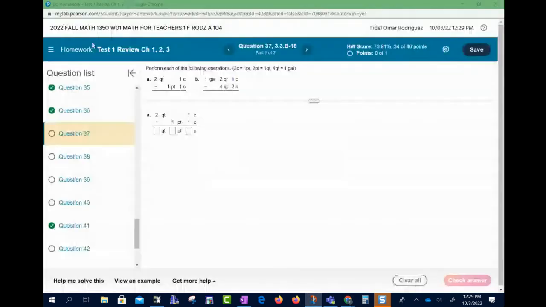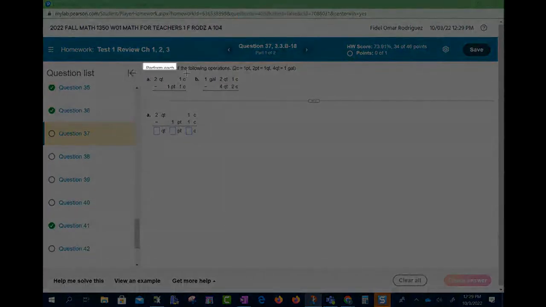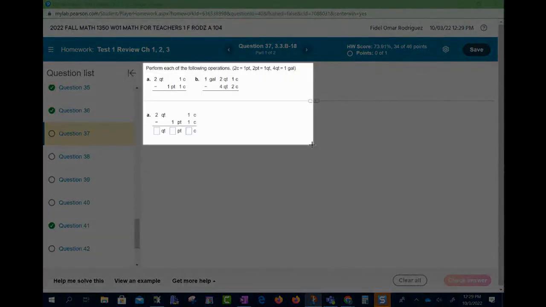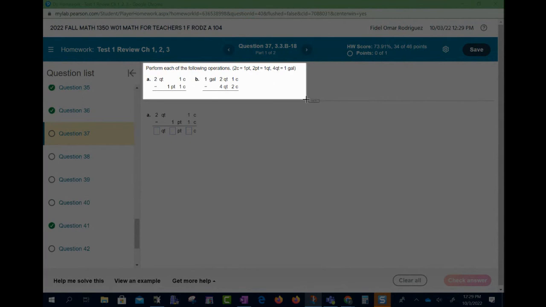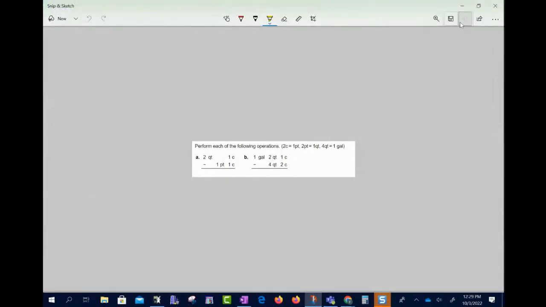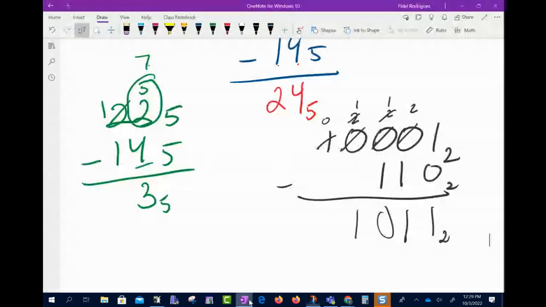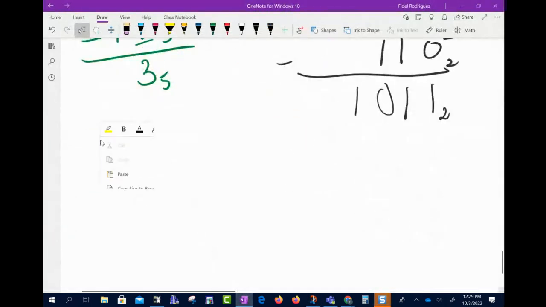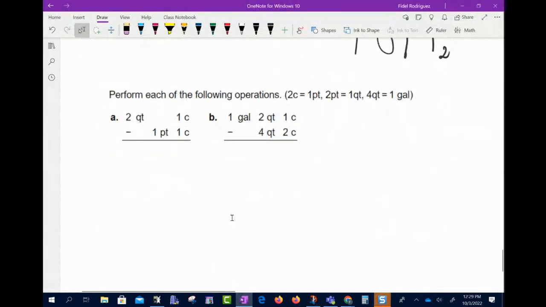Let me do a little copy and a little paste. Let's try this. I'll just copy this part, and then we can enter in our answers. So let's try 37 here. Okay, it says, perform each of the following operations. So what do we know? We know that 2 cups is a pint, 2 pints is a quart, and 4 quarts is 1 gallon.